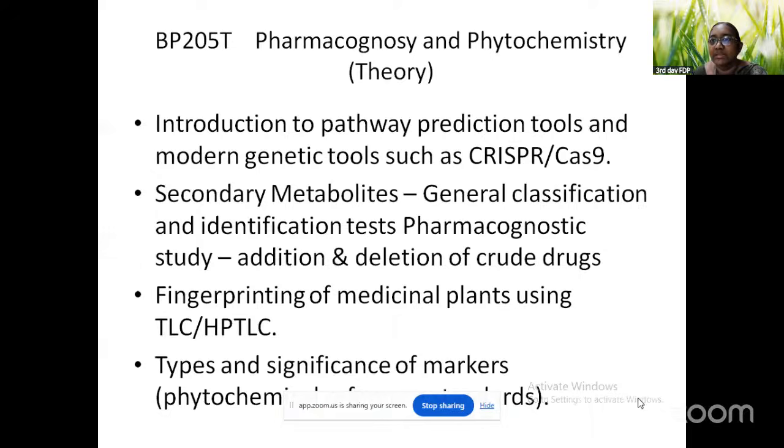In the second semester, Pharmacognosy and Phytochemistry, the topics added are pathway prediction tools. We have studied only the biogenetic pathways, but in the old syllabus, the tools were not included. Here the tools are being included. The second part is the secondary metabolites. He has given a vast number in the previous ones. In the present one, he has added the pharmacognostic study, which is not present in the previous one. In addition to this, he has also added the fingerprinting of medicinal plants using TLC and HPTLC, and types and significance of markers for phytochemical analysis.